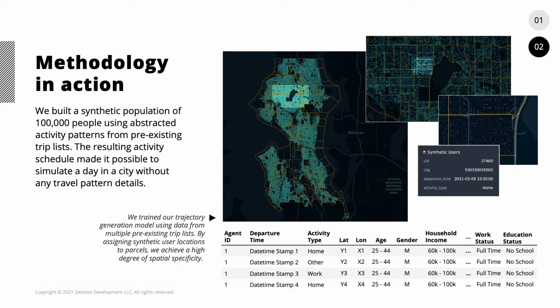Here is a test where we built a synthetic population of 100,000 people using abstracted patterns of activity from pre-existing triplets. The resulting activity schedule allowed us to simulate a day in a city for which we had no travel pattern detail on hand. On the map, we illustrate an example of a location plus its activity, which is home, that is part of the trip schedule generated by our methodology. On the lower right, we can see an example of the data frame that is generated, where we have a sequence of timestamps, locations, activities, and sociodemographic characteristics per person.